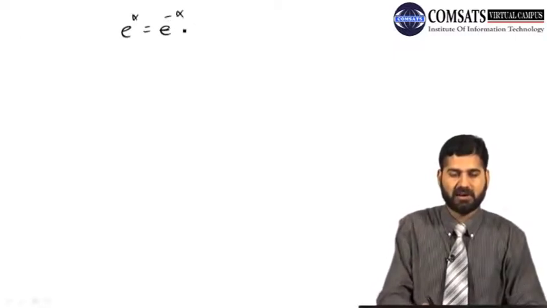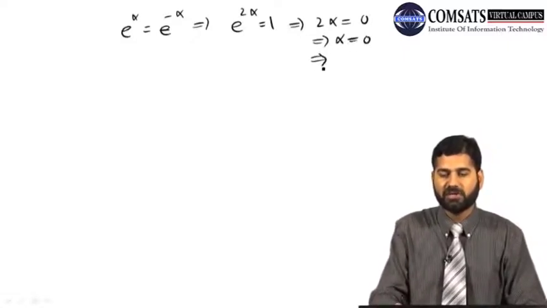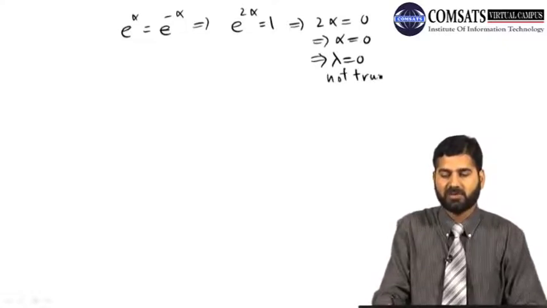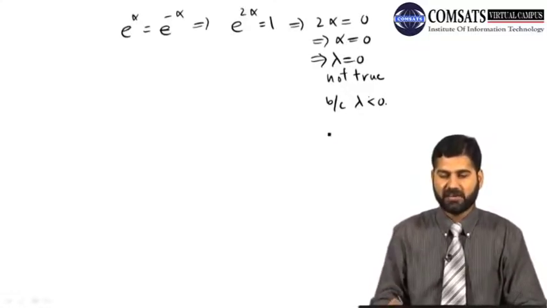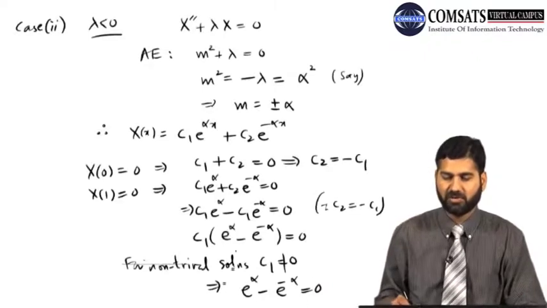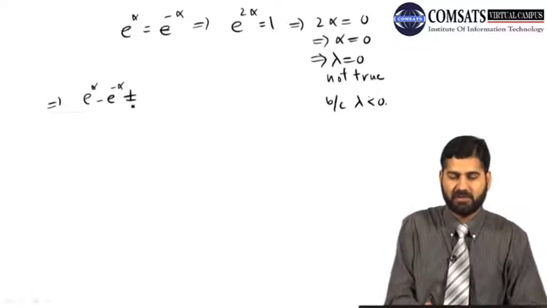So e^alpha should be equal to e^(-alpha). If you divide, you will get e^(2 alpha) equal to 1, and if you take the log, 2 alpha will become 0. So this implies alpha is equal to 0. If alpha is equal to 0, this implies lambda is equal to 0, which is not true because lambda was negative. It was not equal to 0. So we got a contradiction. It means this cannot be equal to 0. Contradiction, this implies that e^alpha minus e^(-alpha) cannot be equal to 0.